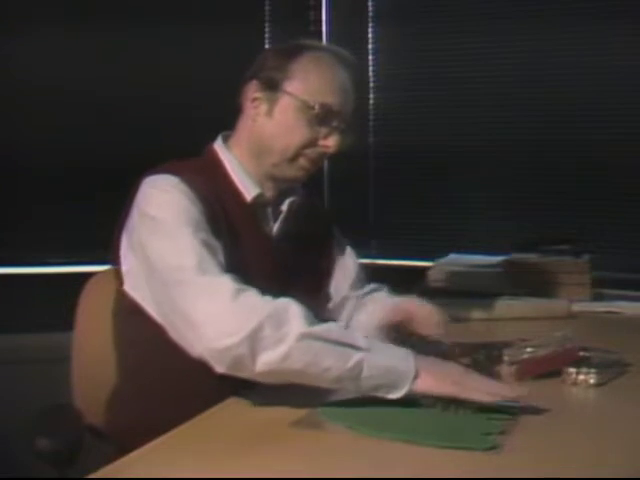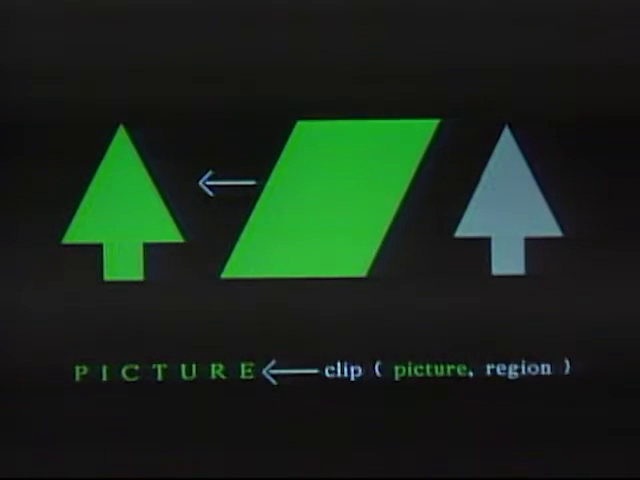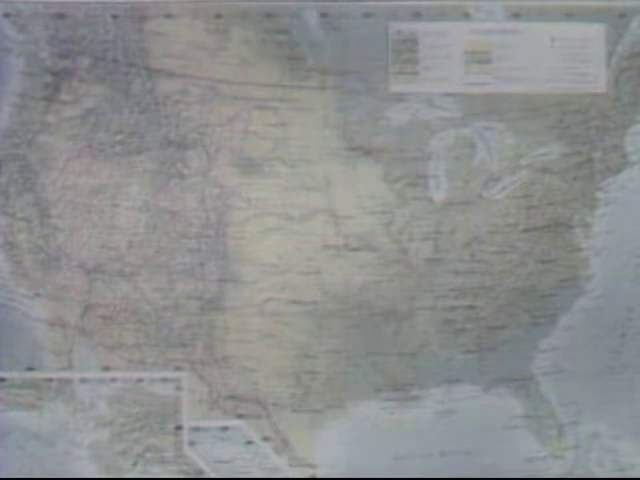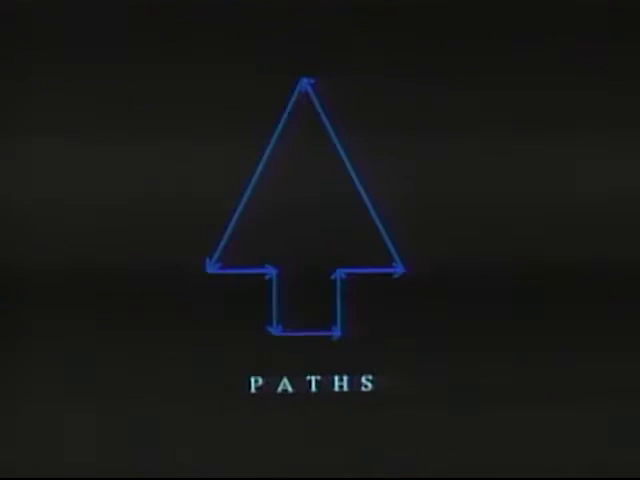A region can be colored by using it as a cookie cutter on a plane of color. The plane of color is really just a picture which we clip with a region. Any colored picture, such as this map, can be clipped by an appropriate region. In this case, we've extracted the Gulf Coast. Pictures are built from regions, and regions are built from paths.